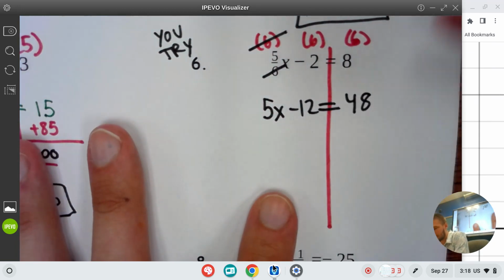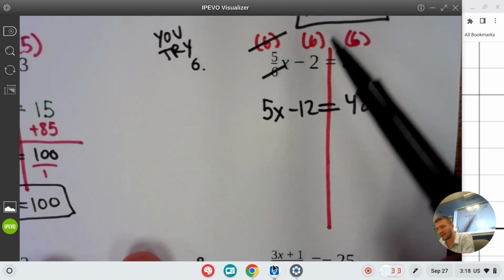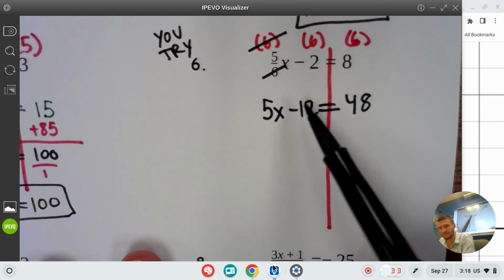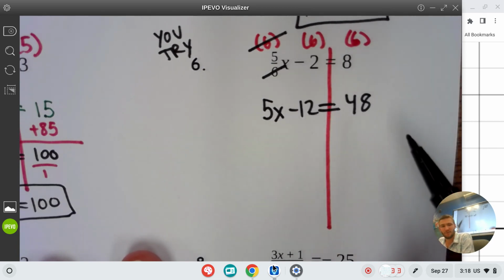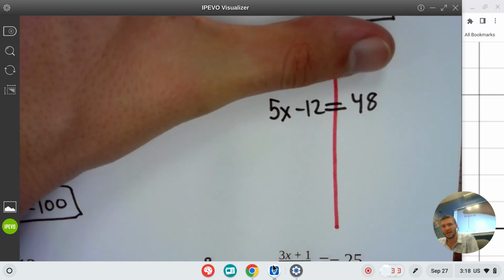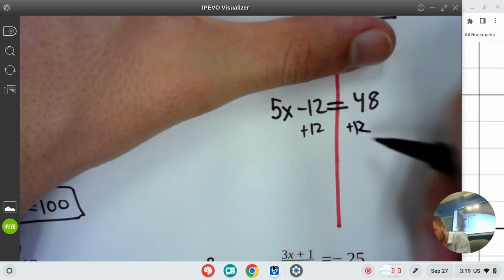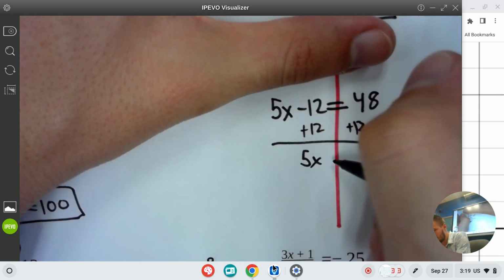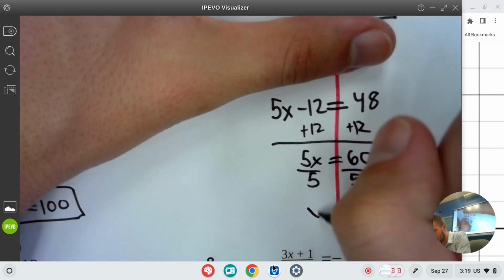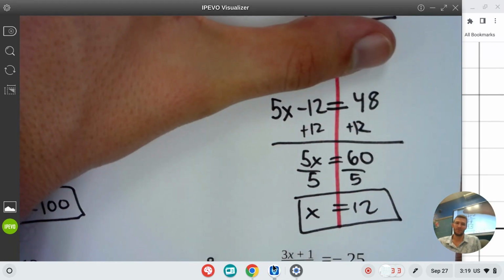Perfect. That's just nice, easy multiplication. The 5x, 6 times 2, 12. Make sure you have a negative, so it's actually negative 12, equals 6 times 8, 48. From here, you should be able to solve this question with your eyes closed almost. Plus 12. 48 plus 12 is 60. Divide by 5, 12. X equals 12. Final answer.